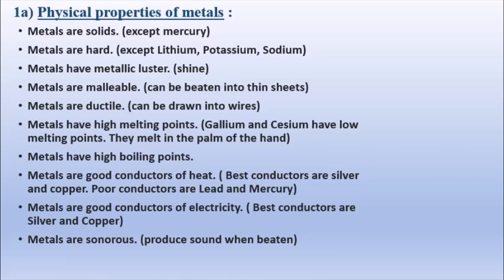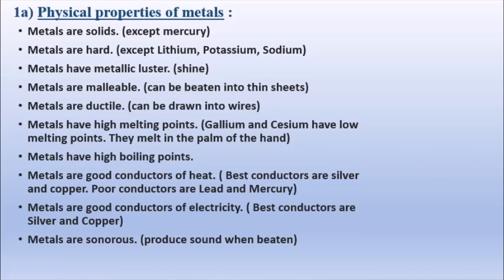Now let us revise a few basics about the physical properties of metals. Now we know that metals are solid except mercury. All these properties you have already learned in your 8th standard, if you remember. Metals are also hard except for lithium, potassium and sodium. Metals have metallic luster, which we call shine.